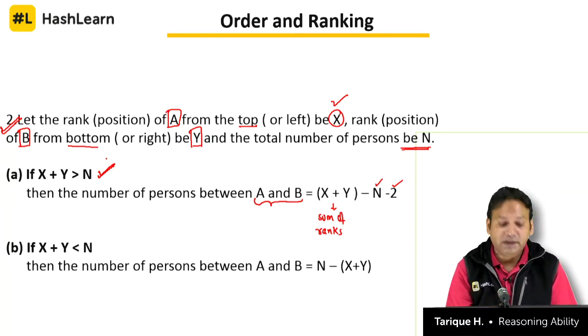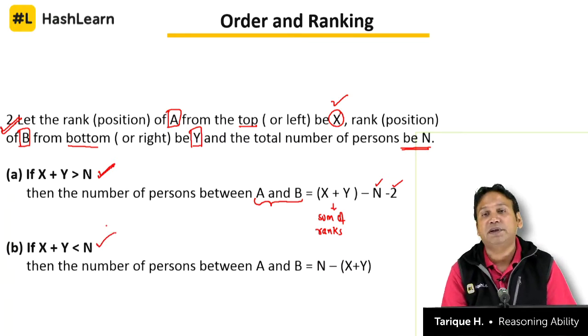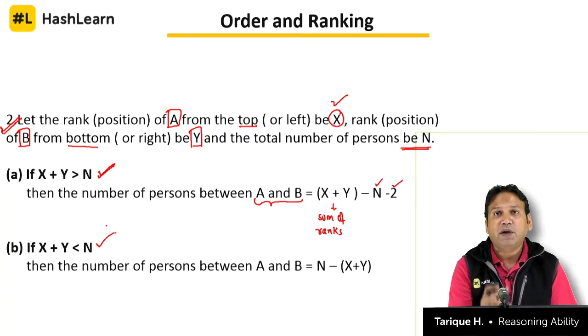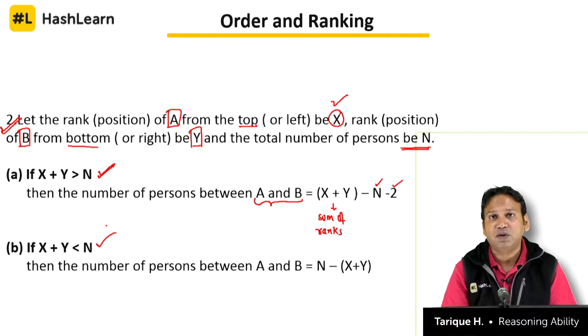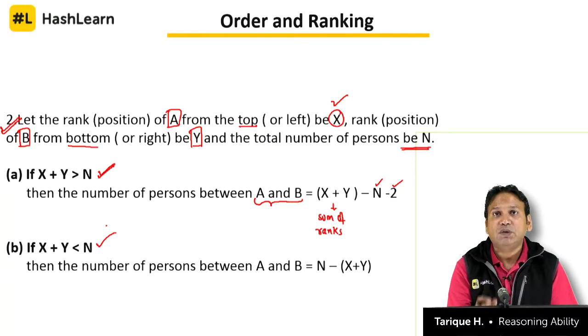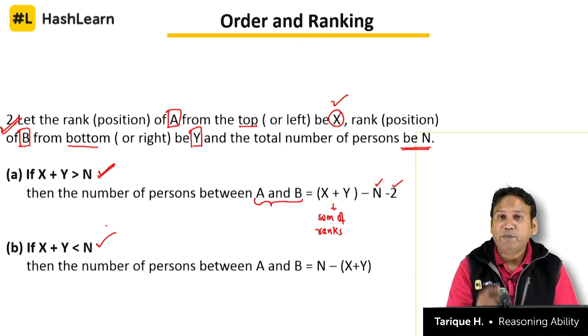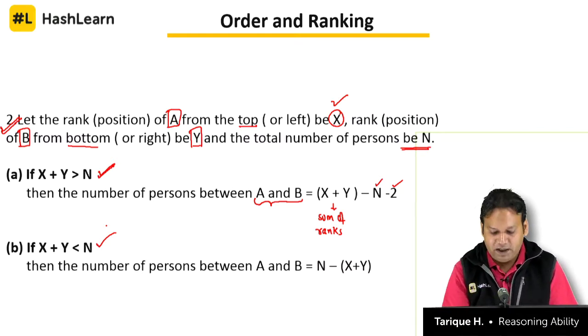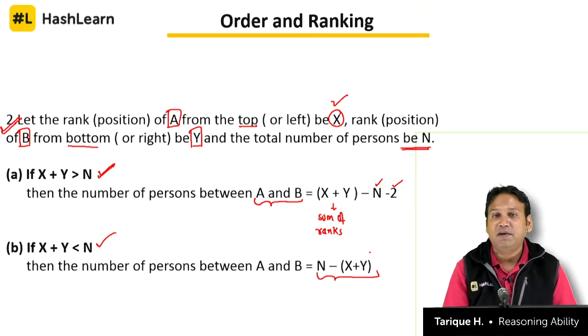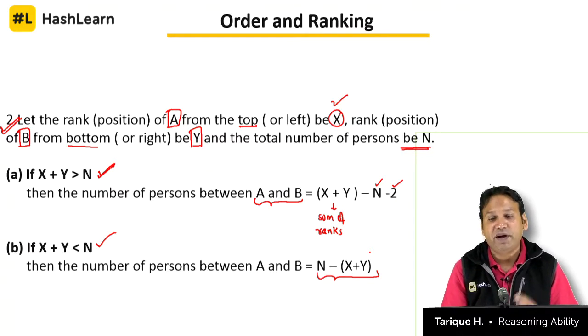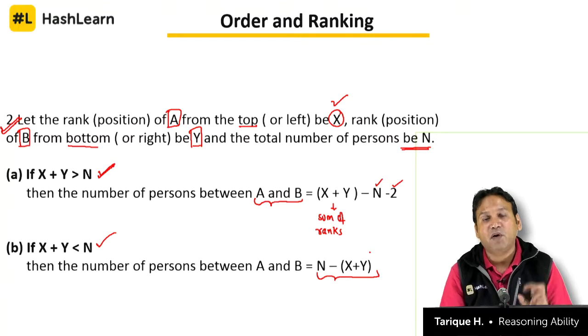Next case is when the sum of ranks is less than the number of students. Suppose one person's rank is 15, one person's rank is 12 and the number of students in the class is 40. Now 15 plus 12 is 27, which is less than the number of students in the class. So in this scenario, the number of persons ranked between A and B can be calculated by the formula N minus (X plus Y). So we can make a diagram and solve it, but that much time is not there in the exam. So what we are trying to do is solve it directly by using these formulas.